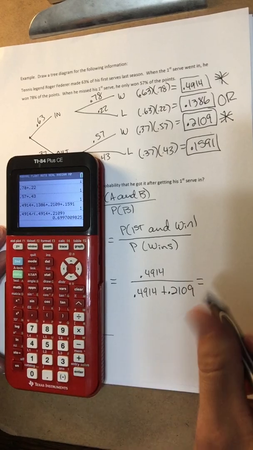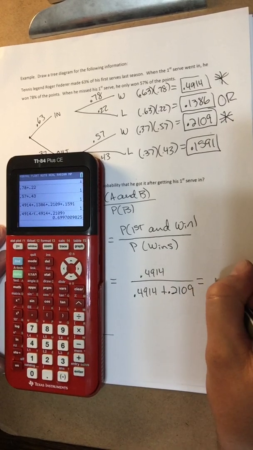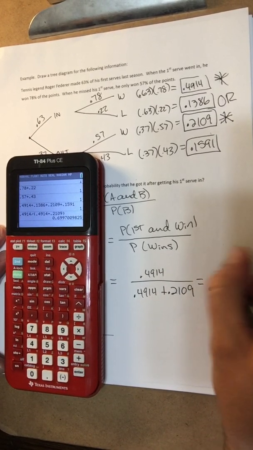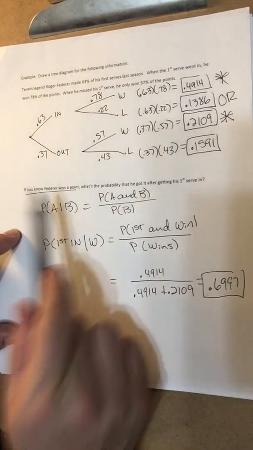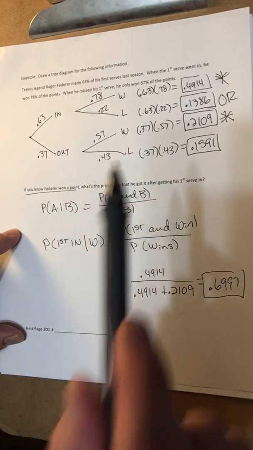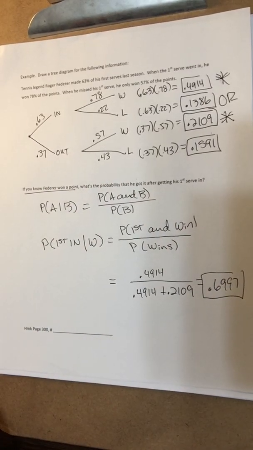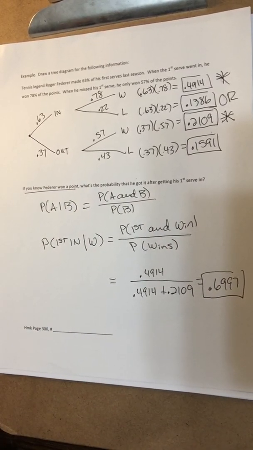So I'm going to hit enter here. I'm going to get my answer, 0.6997. So pretty much about 70% is the chance that if you know he won, he got his first serve in. All right? That's our show for section 4 or 5 here.